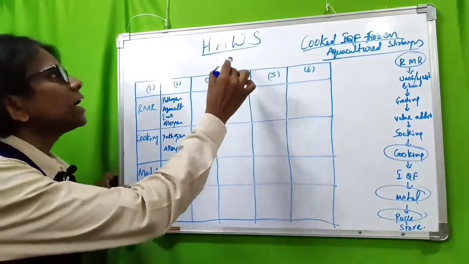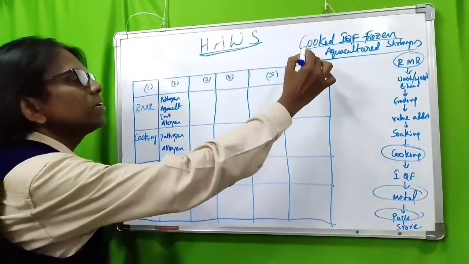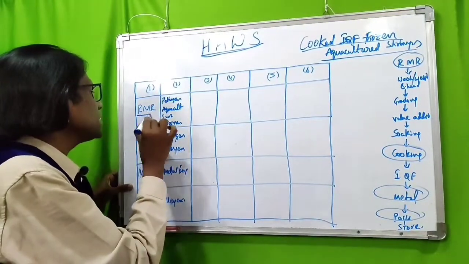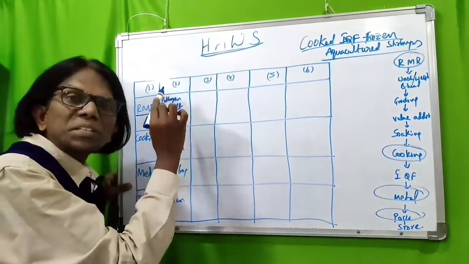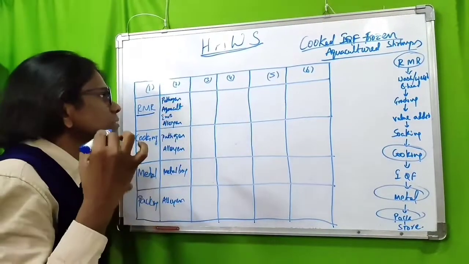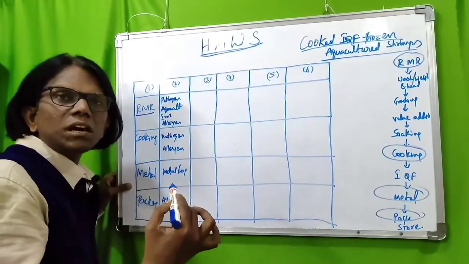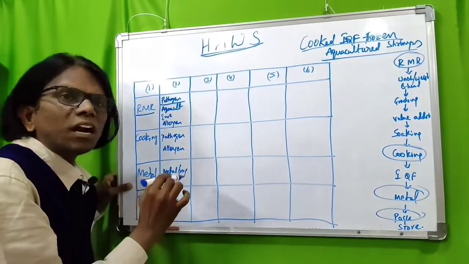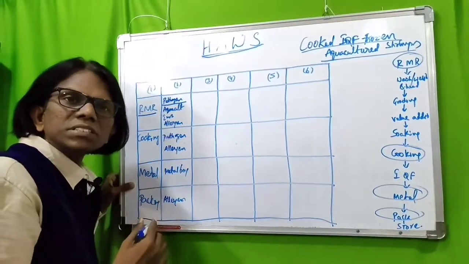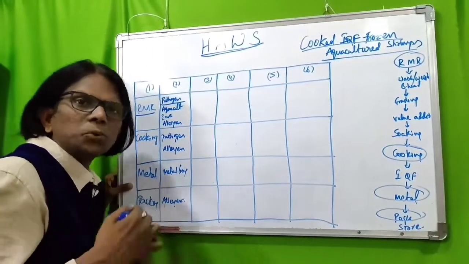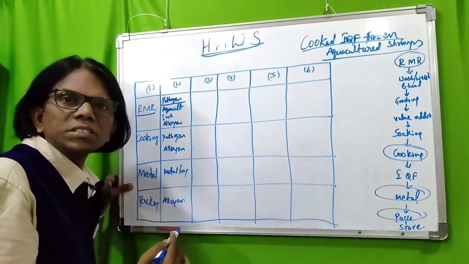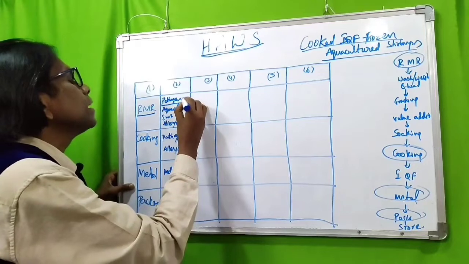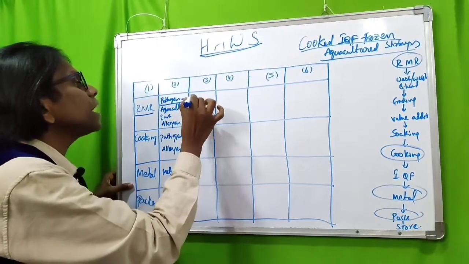Now let us have a look. Hazard analysis worksheet for cooked IQF frozen aquaculture shrimp. So, the raw material receiving stage. What are the potential food safety hazards? Based on the FDA hazards guide, at the raw material receiving stage, it is pathogen contamination and growth. If poor harvesting practices are followed at the harvesting center, they may lead to contamination by pathogens. Let us see whether this hazard is significant or not.